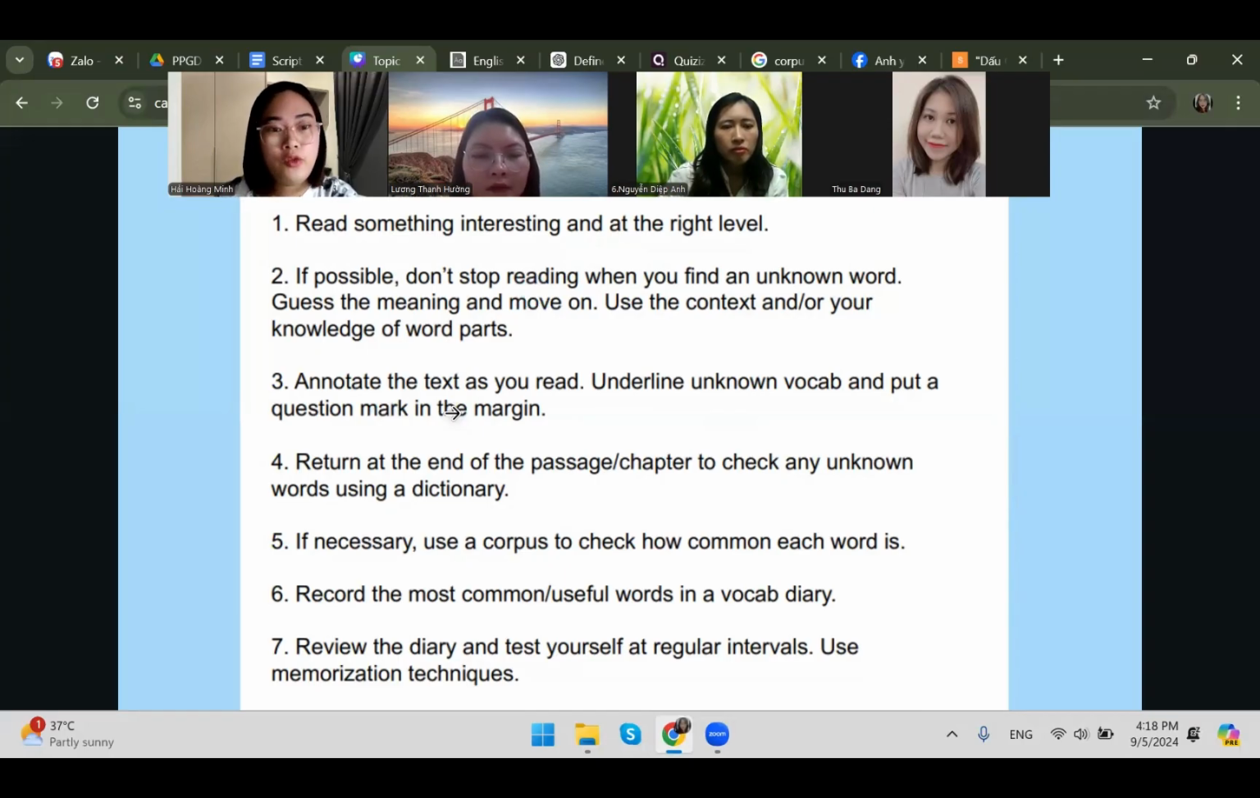Okay. And step number 4, return at the end of the passage or the chapter to use a dictionary to check the meaning of the word. And number 5 is use corpora to check how common each word is. And next, step number 6 is record or write down the useful words in your diary. And the last one, you can review the diary and test yourself at regular intervals. Okay.